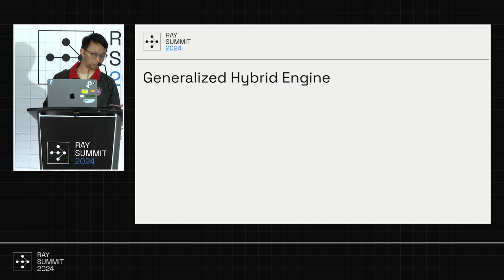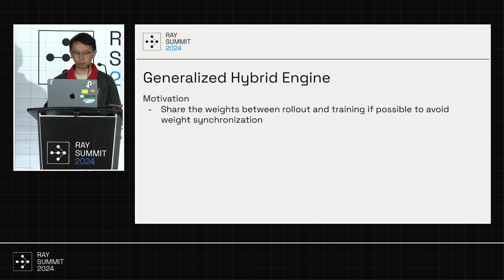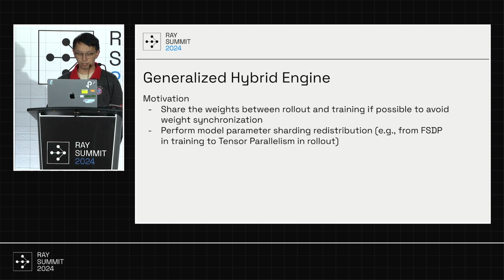Okay, so next we want to highlight one of our core designs in RLHF systems to tackle the problem of weight transfer. The weight transfer between the rollout and the training is very heavy and very time consuming, so we want to avoid it as much as possible. So here, we want to share the weights of the rollout, which is generating those sequences, and the weights used during training.